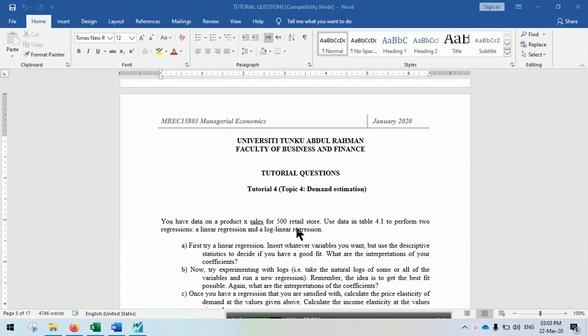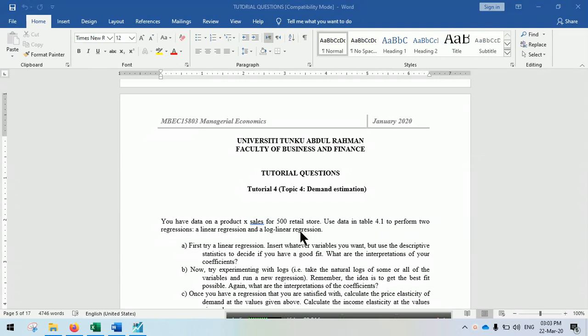So this is Managerial Economics class. We are in tutorial number 4, demand estimation. We have a set of data for almost 500 retail stores for a particular product X, and we are going to use this data to estimate the demand function for that product and also some elasticities.